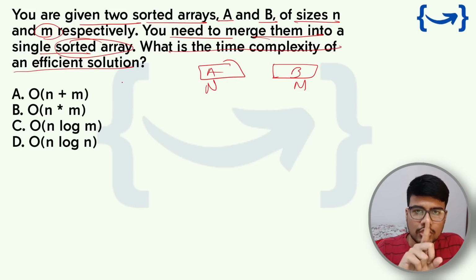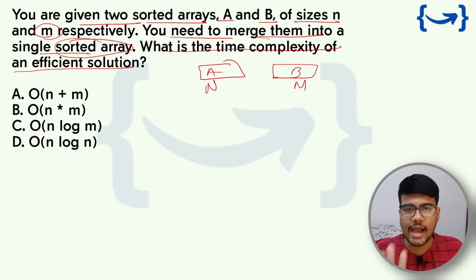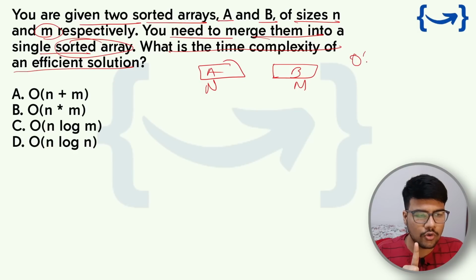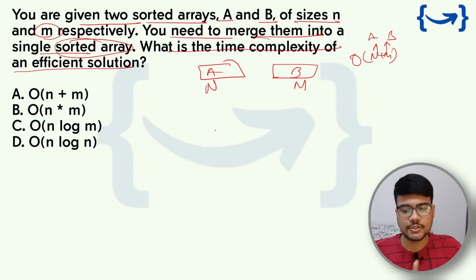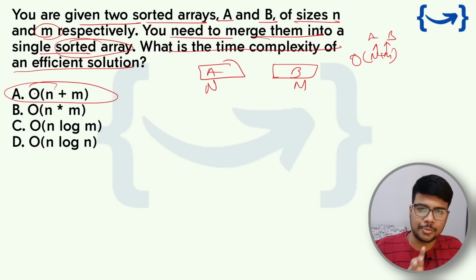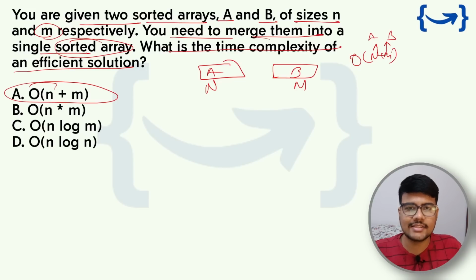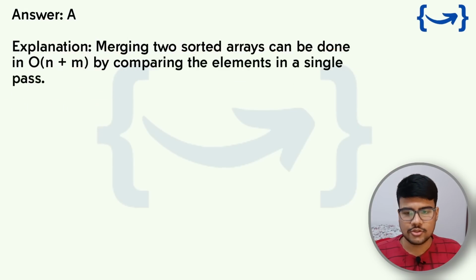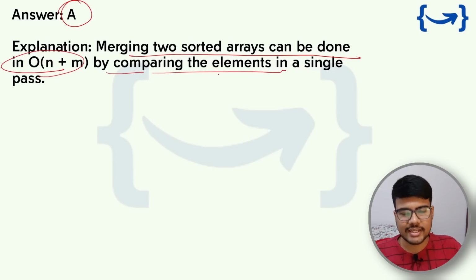So guys, if you learned merge sort, in that there's a merge function which merges two sorted arrays. For that, you have a time complexity of O of n plus m, where n stands for the length of array A and m stands for the length of array B. So the right option of this question would be A, n plus m, the optimal approach, and you will find a similar question on LeetCode as well, named merge two sorted arrays. So yeah, A is the right option. Merging two sorted arrays can be done in O of n plus m time by comparing the elements in a single pass.